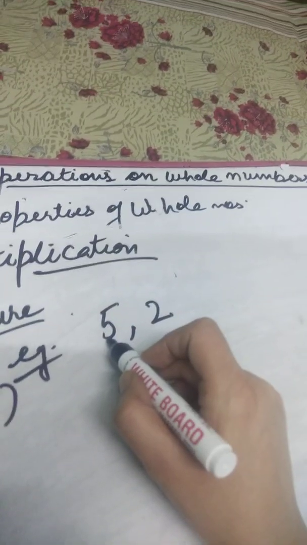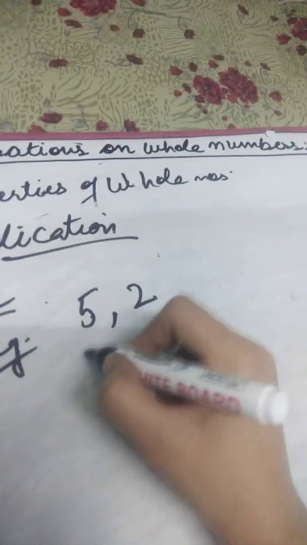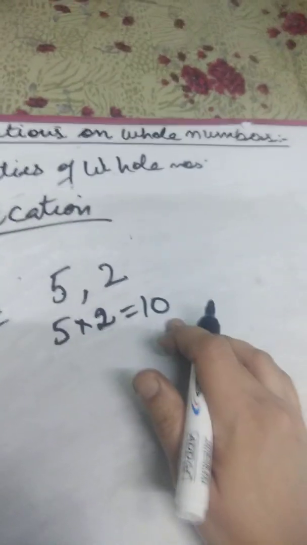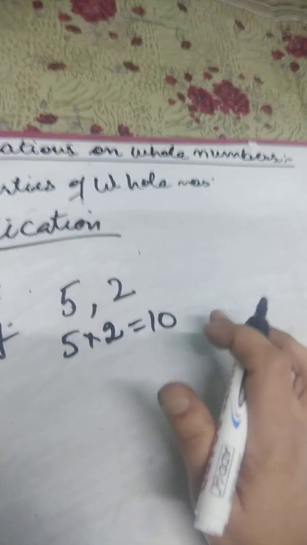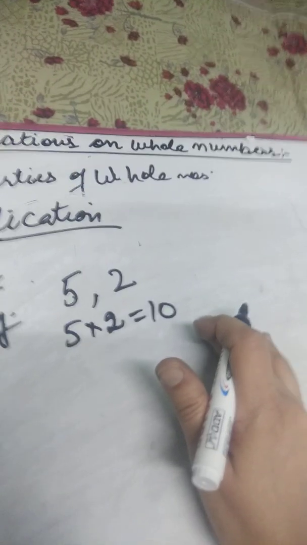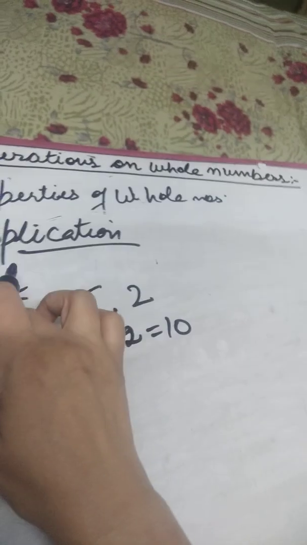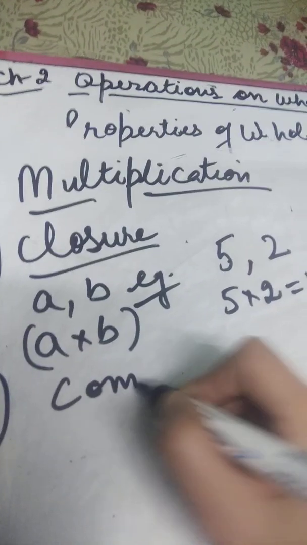Now let me show you by an example. I take A as 5 and B as 2. 5 is a whole number, 2 is a whole number. Multiply the two and you get 10. 10 is also a whole number. So that's why it says that the product of two whole numbers is always a whole number, and this is the closure property. Now next we have the commutative law.